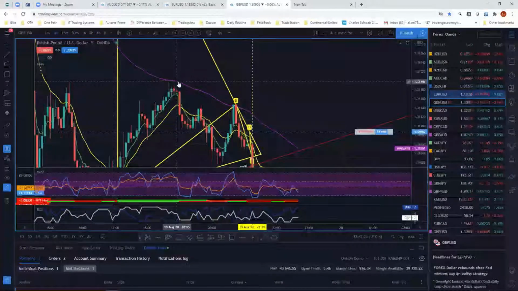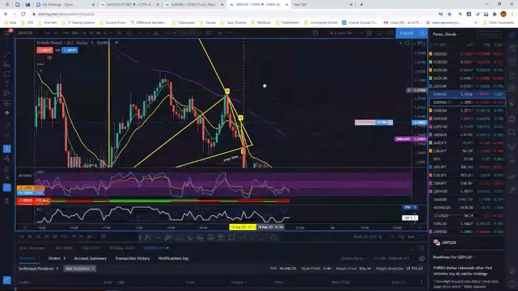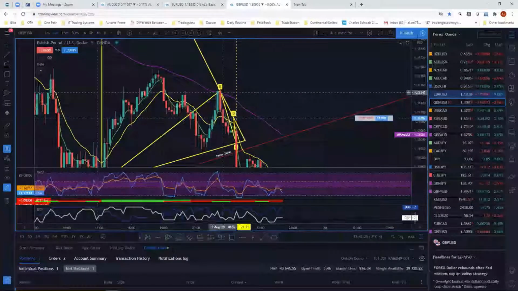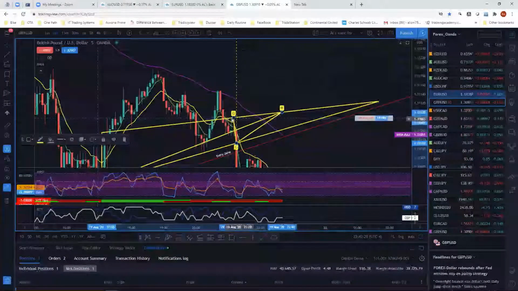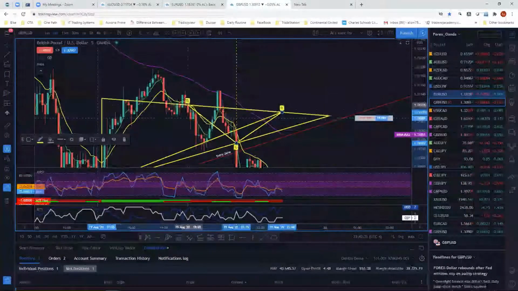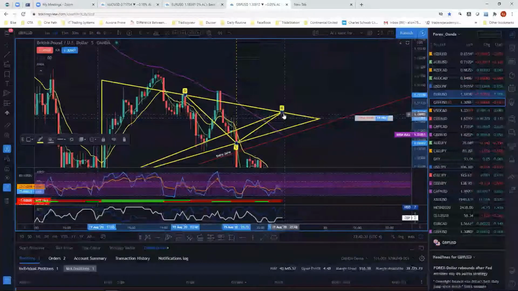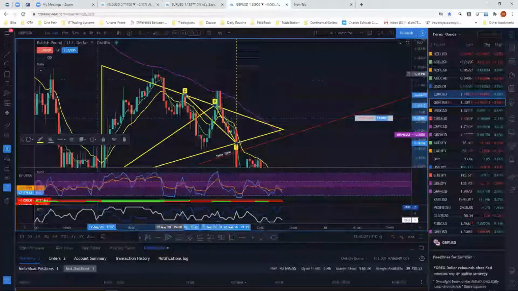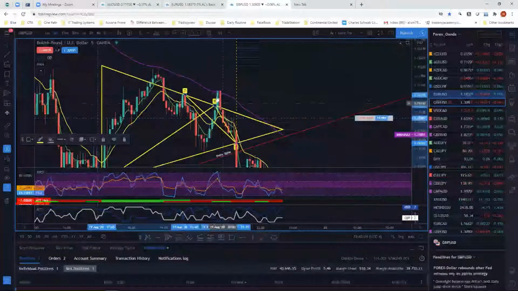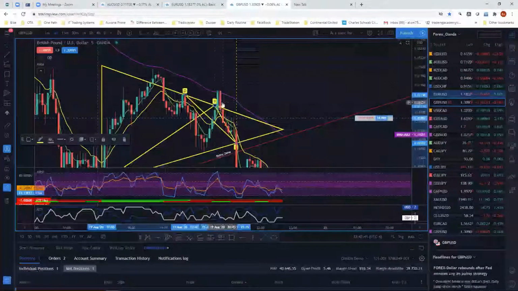And I'll use that as a target sometimes. Let's say I have a wedge, and just use this for example. Here's your wedge, and it breaks, and I have a 62 sitting right up here, and it's only like 3 pips away. I won't even take the trade.